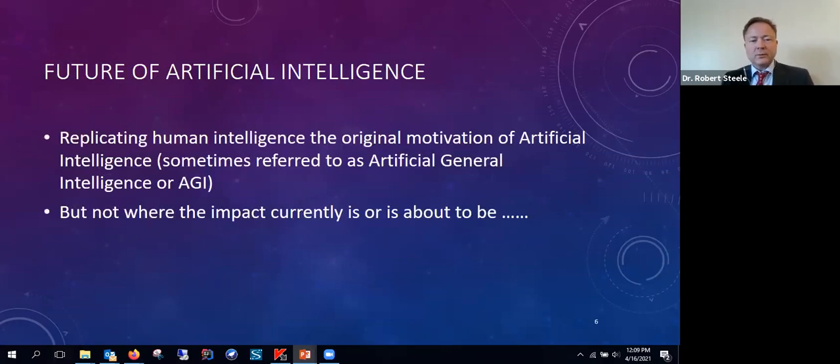So as per the name, artificial intelligence, the original goal of artificial intelligence dating back to 1956 is the idea of being able to actually replicate the equivalent of human intelligence. Sometimes this is called artificial general intelligence or AGI. Let me suggest, and a key theme in this talk, this is not where the impact currently is or where it is about to be. That may disappoint some listeners, it may not. The alternative is actually possibly even more rosy.